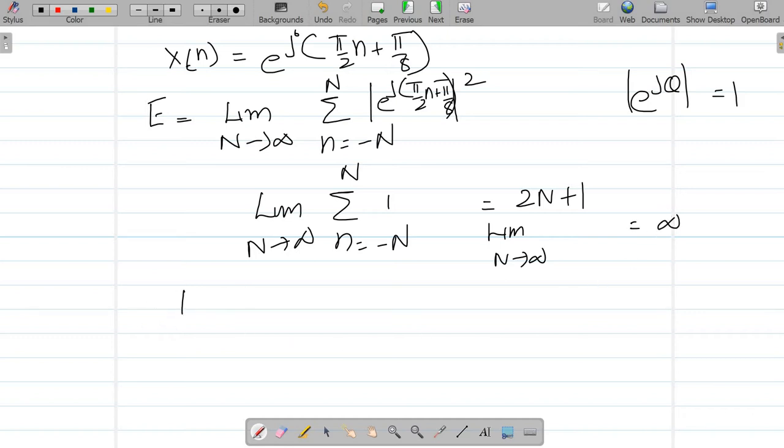Is it a power signal? So the result of the energy calculation is going to be there, and this will have to be divided by 2N plus 1. And I have to apply the limit to this. If I do it, I'll get 1. So it is a power signal. This signal is a power signal.